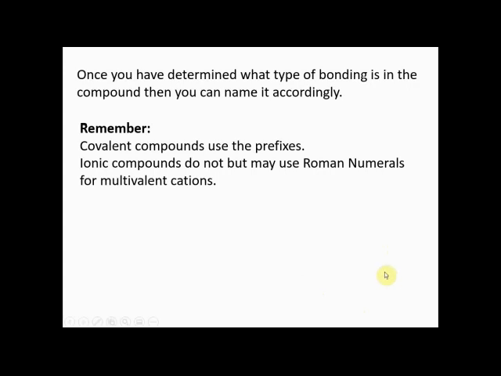Remember, covalent compounds use the appropriate prefixes, which indicate how many of each of the atoms there are in the compound. If you have an ionic compound, you may need to use Roman numerals in order to indicate what the charge is on the cation. Multivalent cations in the transition metals and some of the lower section of the green box there, the P block, will have the ability to form more than one possible cation, or more than one possible charge on the cation. And as a result, you need to indicate what that charge is. We use Roman numerals to do that.